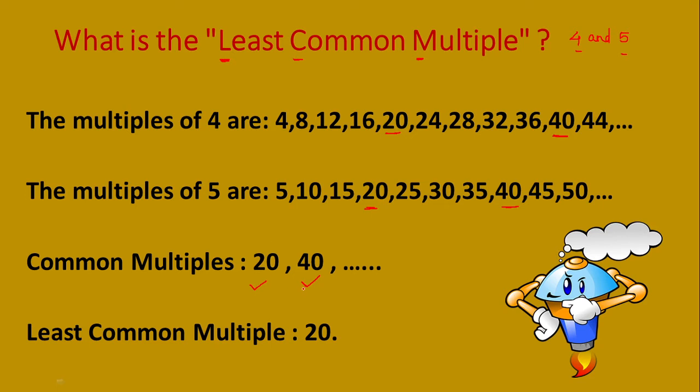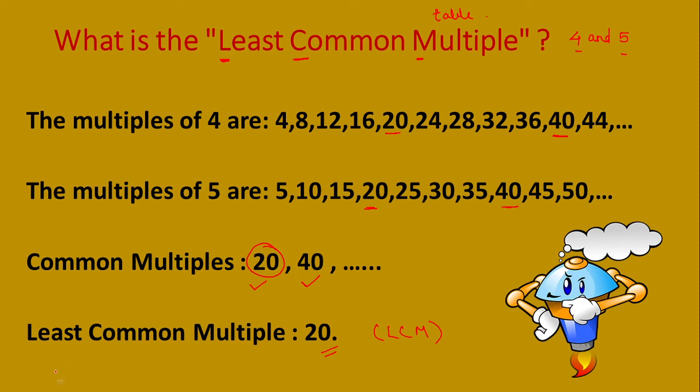Now, out of these common multiples, which is the smallest? The smallest number is none other than 20. So the least common multiple of 4 and 5 is going to be 20. This is nothing but the LCM of the numbers 4 and 5. So, children, what are you going to do? Multiple means you are going to write the table. Then after writing the table, you are going to find the common numbers in both the tables. And after that, you will find the smallest number. So this is nothing but the least common multiple.